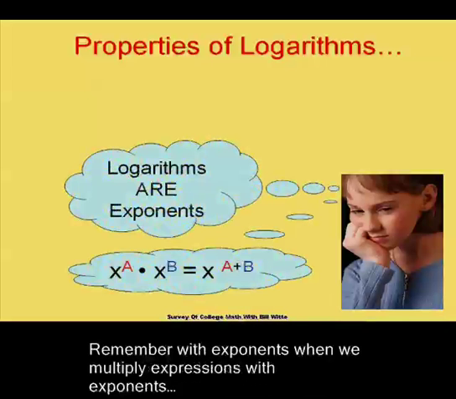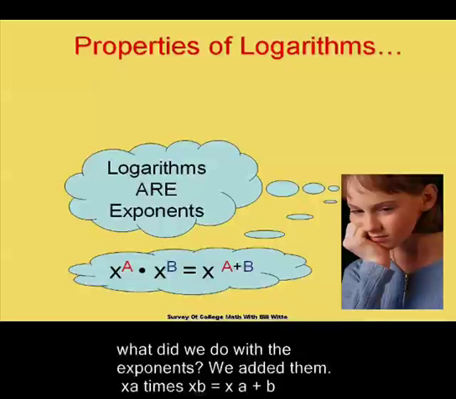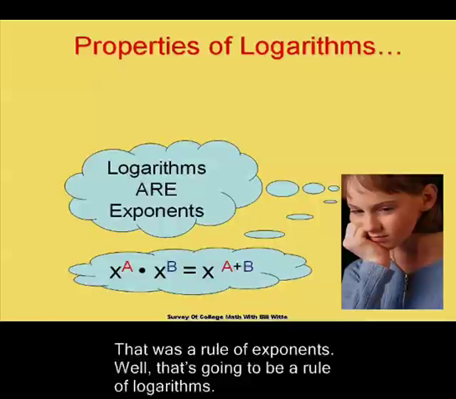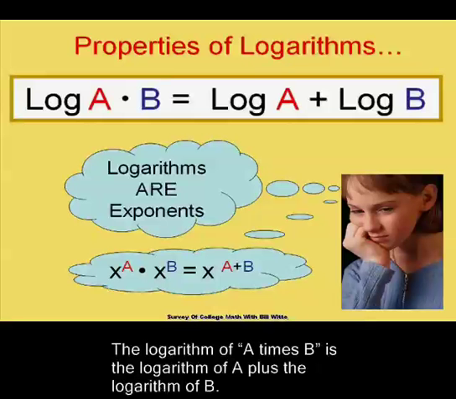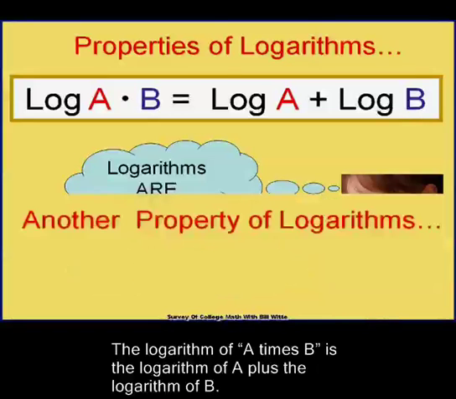Remember with exponents, when we multiplied two bases that had exponents, what did we do with the exponents? We added them. x to the a times x to the b equals x to the a plus b. That was a rule of exponents. Well, that's going to be a rule of logarithms. The logarithm of a times b is the logarithm of a plus the logarithm of b.